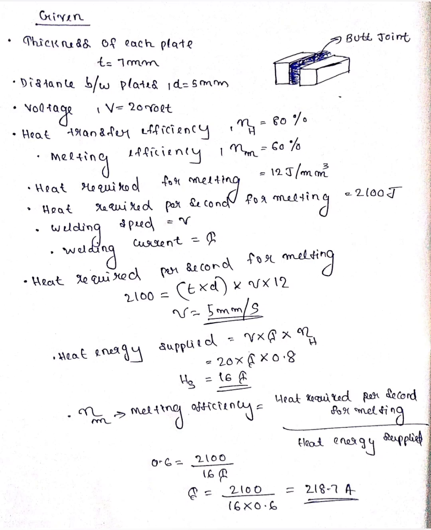Then finally we have to know the melting efficiency equation, which is the heat required per second for melting divided by what I supplied. We already know the heat energy per second for melting is 2100, and the heat energy supplied is 16I, and melting efficiency is 60%. Finally we got the current as 218.7 ampere. We have to basically know the heat required per second formula, the heat energy supplied equation, and the melting efficiency. Most important, we have to know the equation of the melting efficiency to solve this problem.